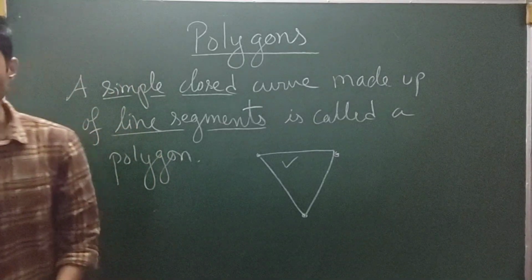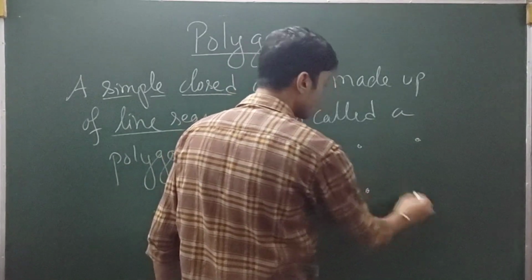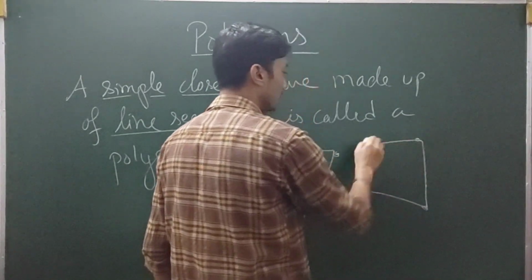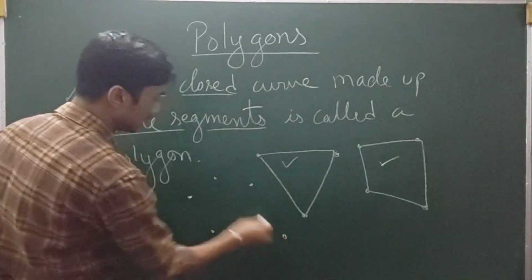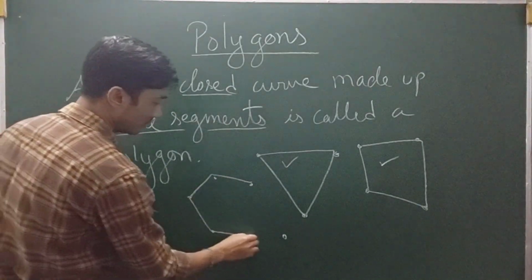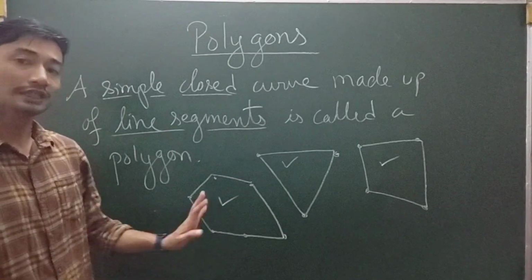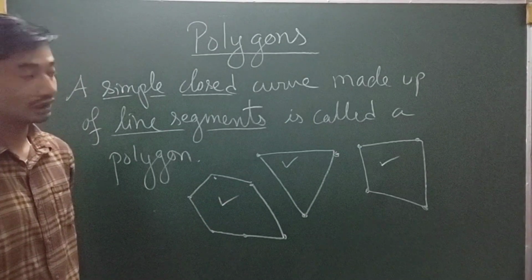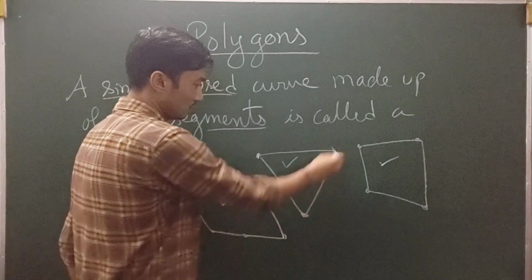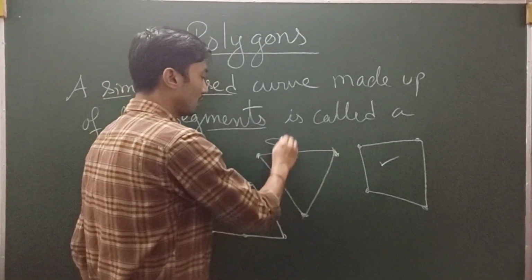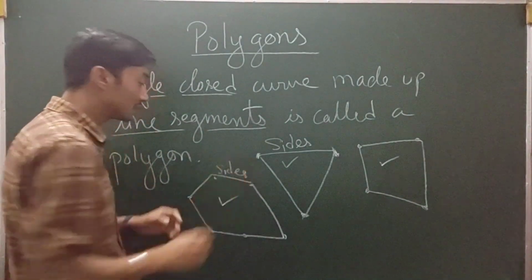Then we call that figure in general a polygon. Of course, we have different types of polygons, and we'll be studying that. Maybe you have 4 points, you join them, polygon. Maybe you have 1, 2, 3, 4, 5, 6 points. A closed curve joined by all straight lines is called a polygon. And the line segments you get by joining 2 points are called the sides of a polygon.